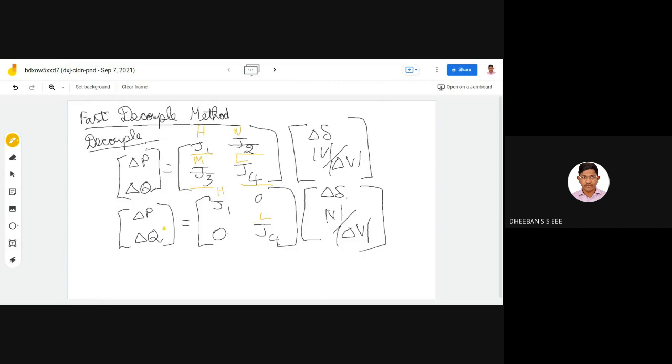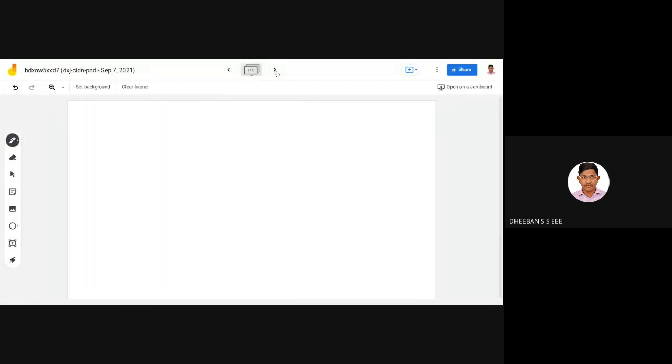If you represent the equation with respect to H and L, the equation becomes: the magnitude of del P equals H into del delta, and del Q equals L followed by del V over the magnitude of V. This is what you will be getting in your decoupled method.